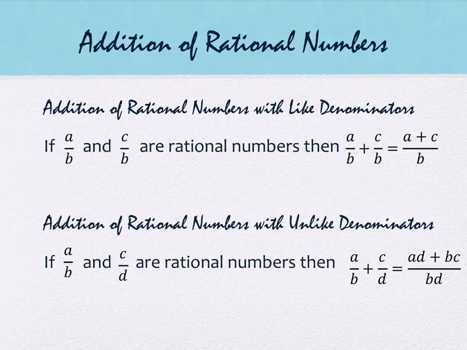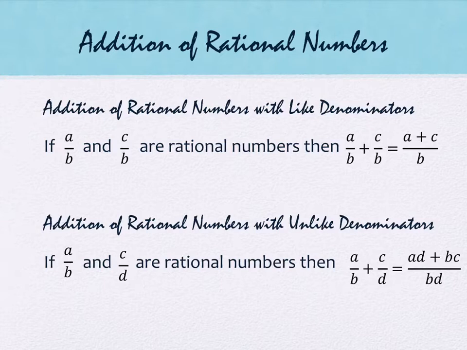So these are our two sort of definitions on this slide. Addition of rational numbers with like denominators. So if we have a over b and c over b, so they have the same denominator, and we want to add a over b plus c over b, we add the numerators together and the denominator stays the same. I'm going to draw you a picture of this in a moment so that you can kind of see why that has to work.